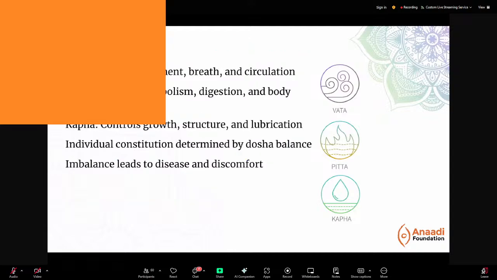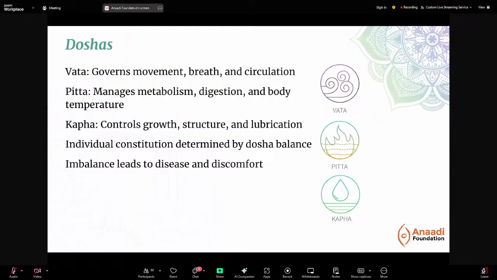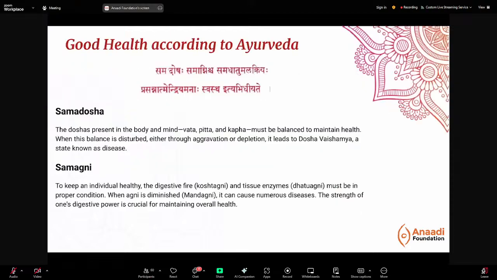That is, all the organs and tissues should work properly, and the mala should be removed properly. The malas mean, for example, sweat should be removed properly. The phlegm should be removed properly. The excreta should be removed from the body properly. So it means that all the organs should work properly, and the mala should also be removed.